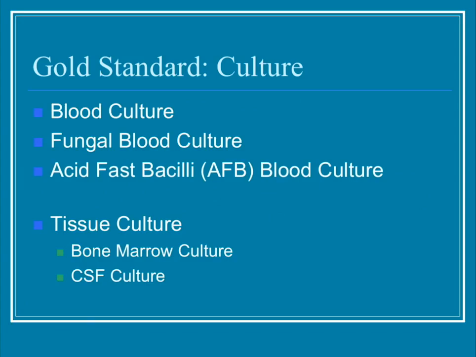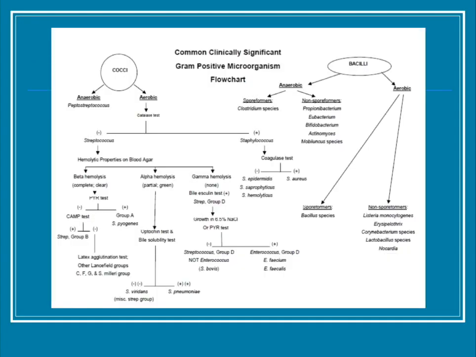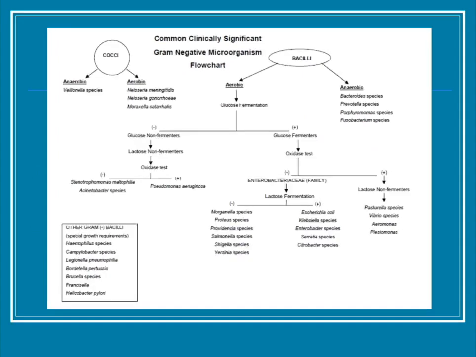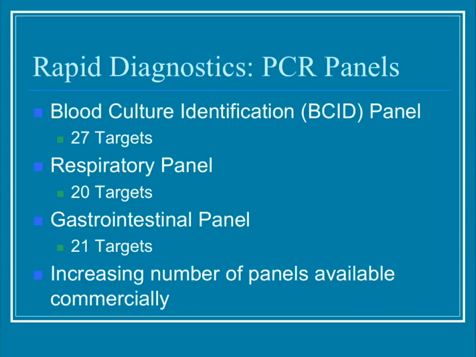So the gold standard is still blood culture. If you're concerned for disseminated fungal infection, fungal blood culture, AFB, definitely if you think there's an infection in the bone marrow, you can also culture that directly. This is just to remind people, common positive infections, bacilli, cocci. More for reference, this is also common gram-negative organisms. Some of them require special growth, special media to make it grow better. So, that was more the old-fashioned.